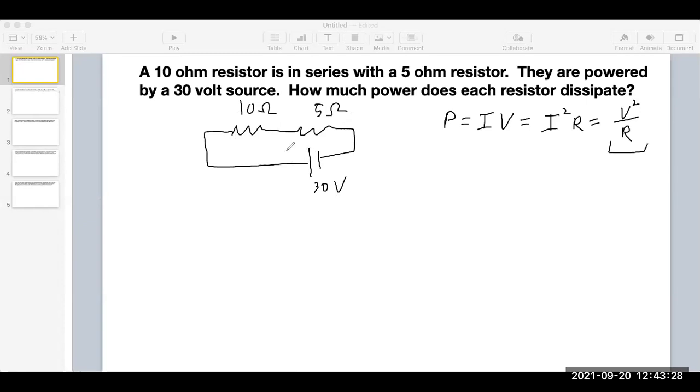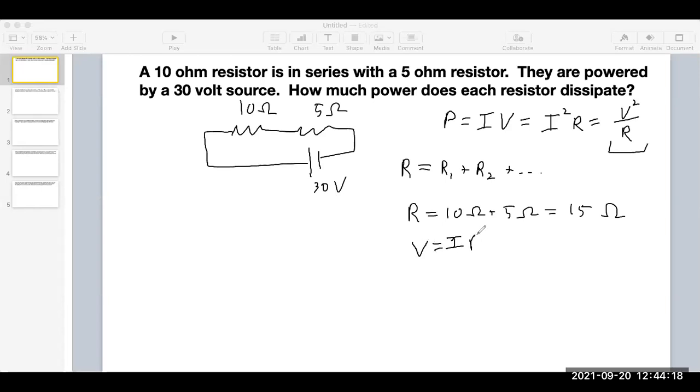What does work is figuring out the current through them individually. There are other ways of doing it, but this is a pretty reasonable way. So the series rule: resistance is the sum of the resistances of the component resistors in series. These two resistors together act as if they were a single 15 ohm resistor. Then Ohm's law: current is equal to voltage divided by the resistance. How much flow is equal to how hard it's being pushed divided by how hard it is to push through.